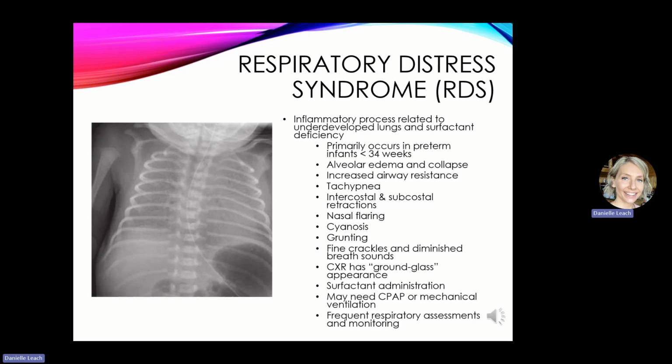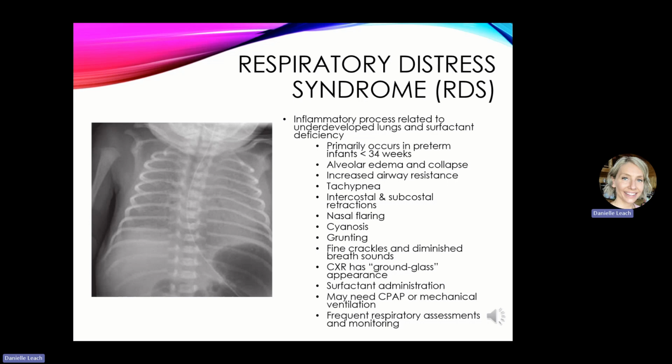Thankfully, we can treat this by giving the baby more surfactant. So they're lacking it, so we can basically give them more. There are surfactants that are made from pigs. There are also ones that are made from cows or are synthetic, if because of religious reasons, they can't use the one from pigs.